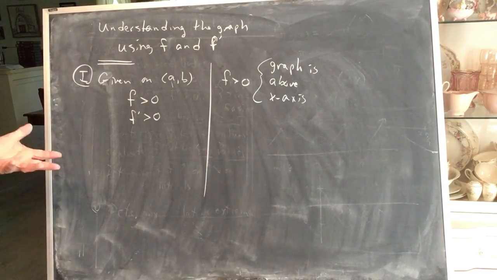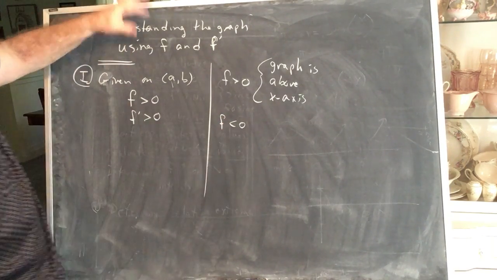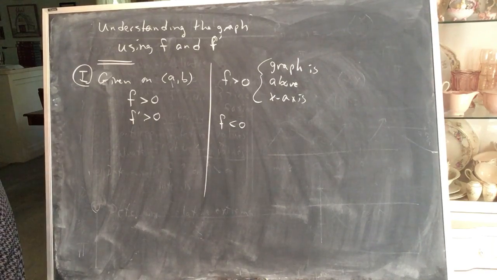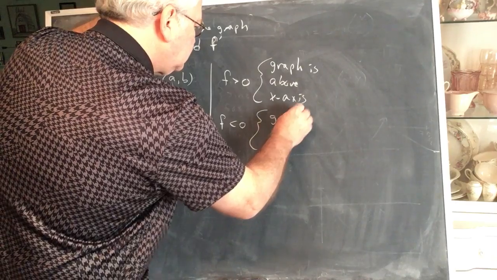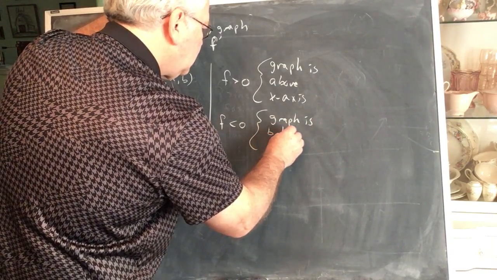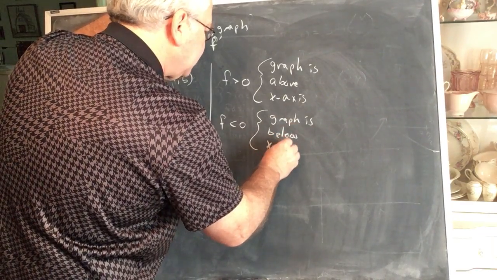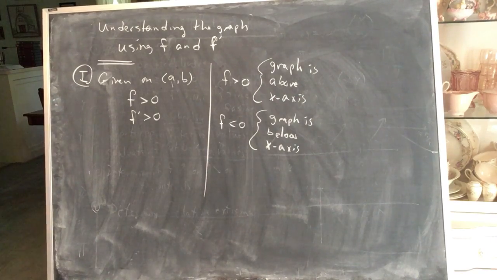And then there's the other side of the coin. If f is less than 0 on the entire interval, that means the graph is below the x-axis on the entire interval. Right?